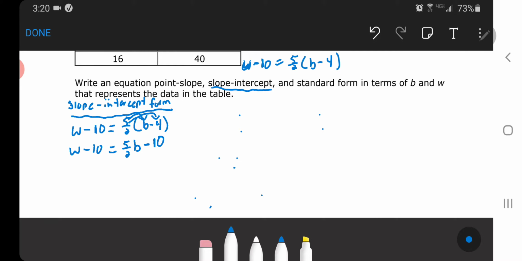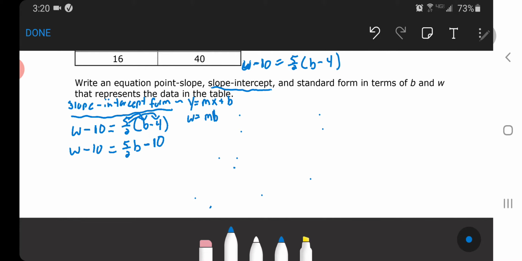Okay. And lastly, we want to solve for the w just like solving for the y. And that'll get us a slope intercept form. Oh, I should have wrote that down here. It's like saying y equals mx plus b. But in this case, it's like w equals mb.